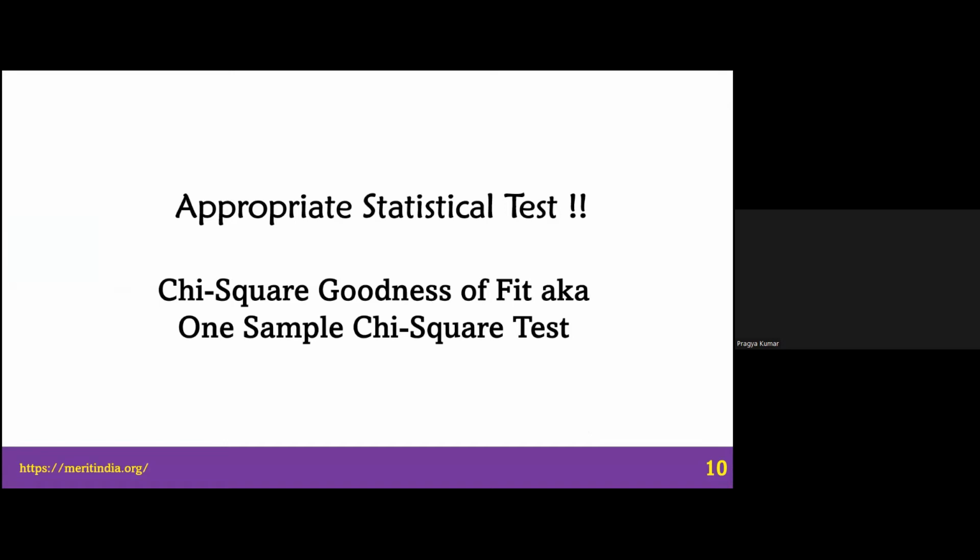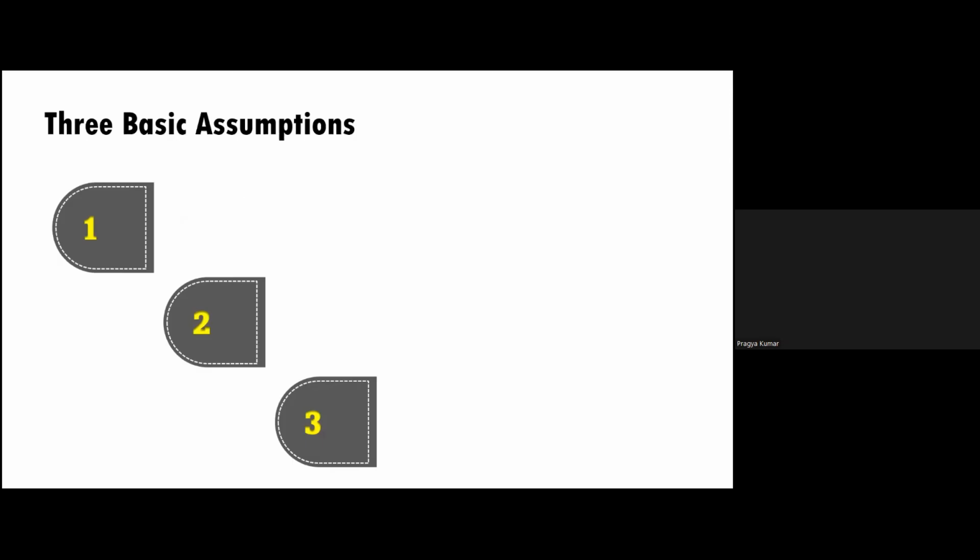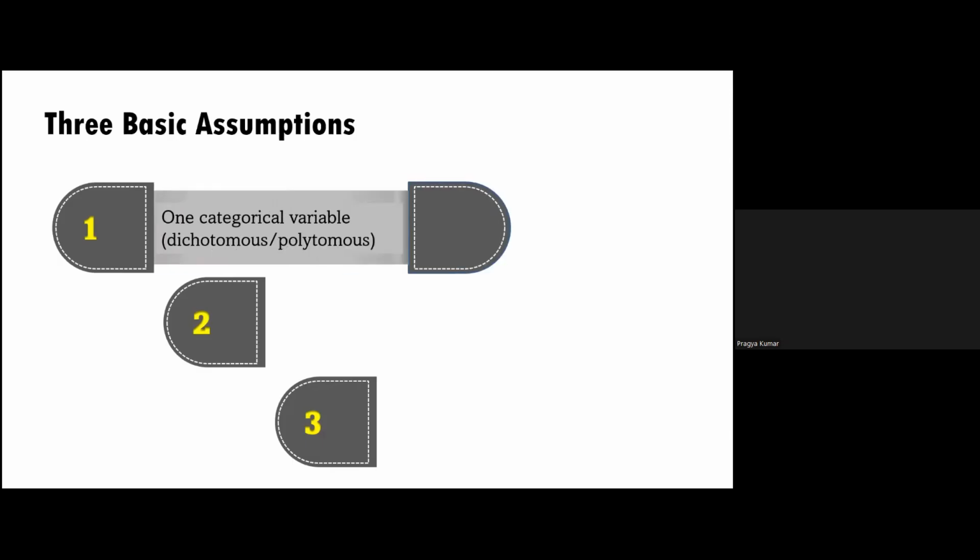We call it a chi-square goodness of fit because we want to know how the data or the variable fits against a known or a hypothesized proportion. It is also known as the one sample chi-square test. There are three basic assumptions of this test.